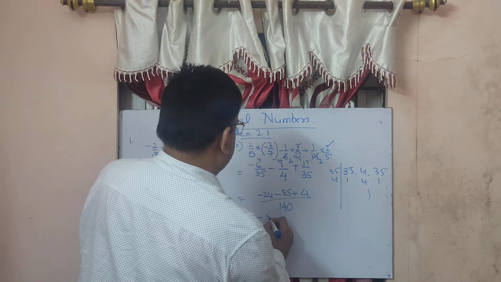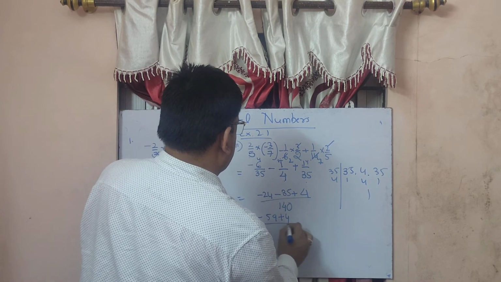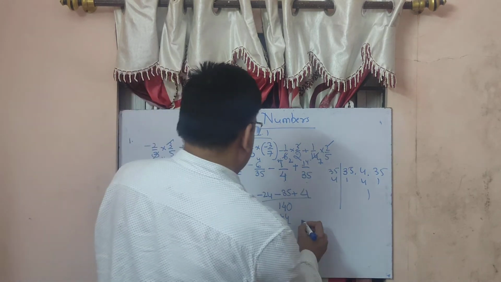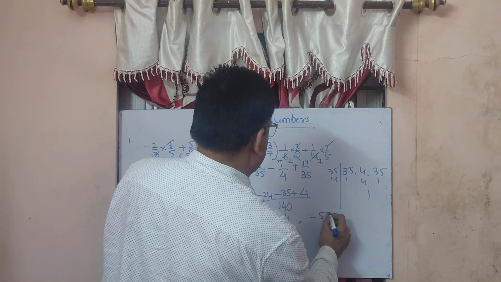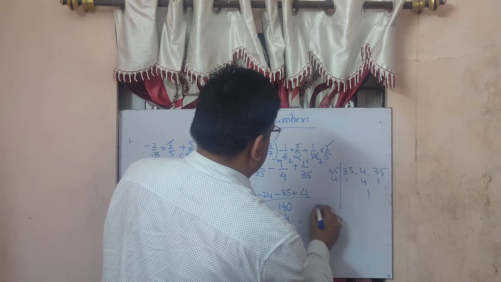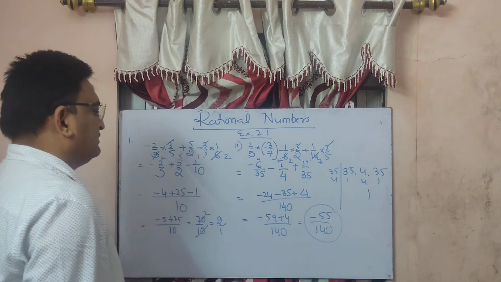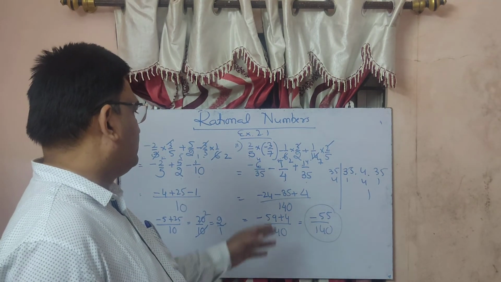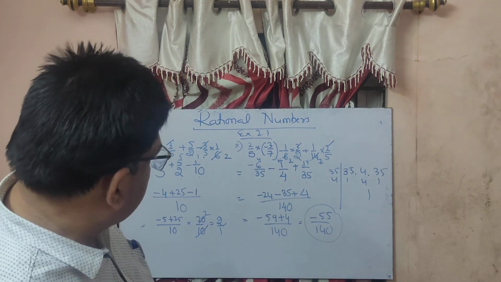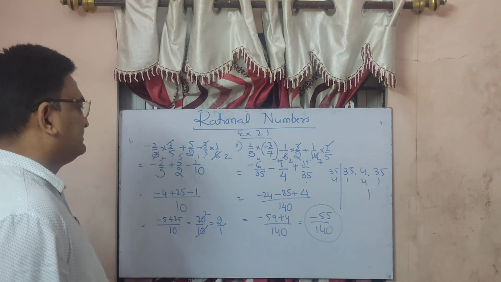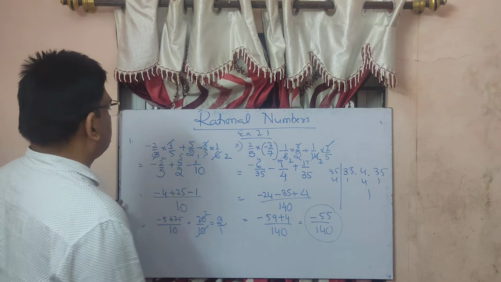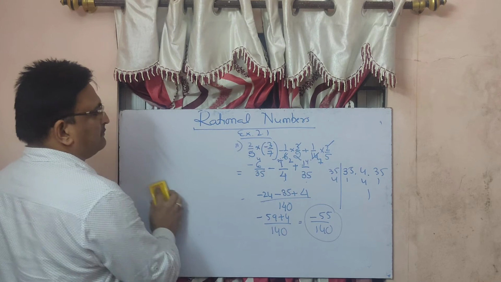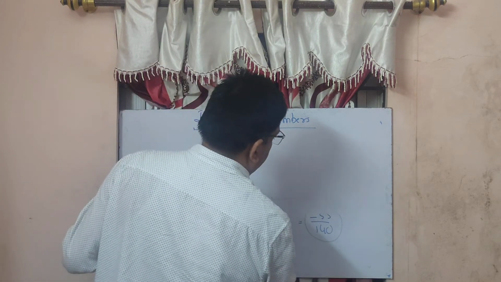Now this is minus 59 plus 4 divided by 140. Now this is minus 55 divided by 140 is the answer. So minus 55 by 140. So this is the answer. Now we'll move to the next example.